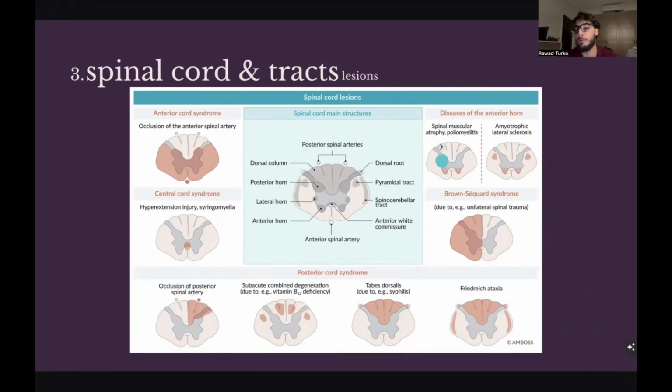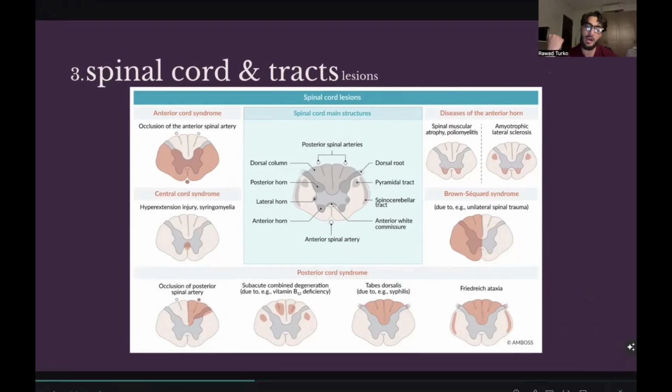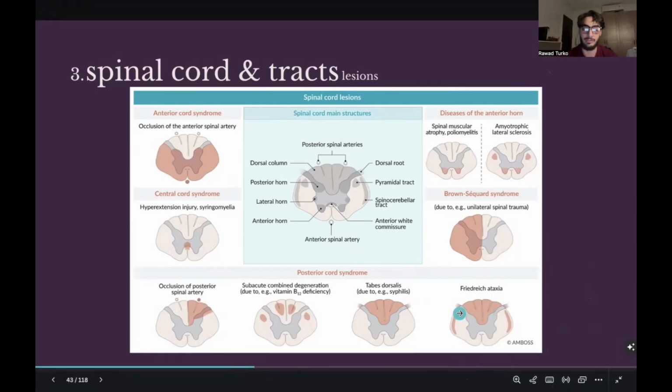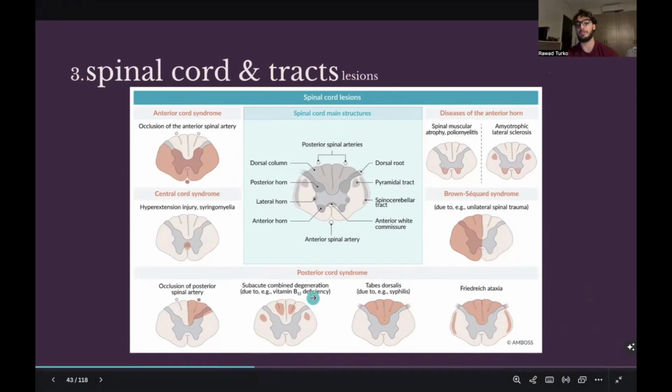And SMA or poliomyelitis is just anterior gray horn cells. What's the main difference? SMA is congenital and it's symmetrical weakness. Poliomyelitis is not congenital and it's asymmetrical weakness. Brown-Séquard is a complete hemisection. Tabes dorsalis, because of syphilis, affects the dorsal columns and the dorsal roots. Friedreich ataxia, we don't have to talk about it right now, but also SCD or subacute combined degeneration. Again, spinocerebellar tracts, corticospinal tracts, and the dorsal column, and this is because of a B12 deficiency.